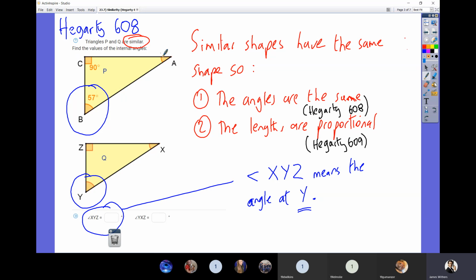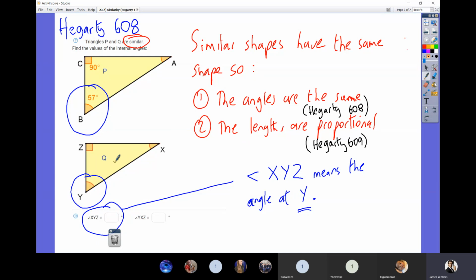So what you would need to do first of all is to work out what this angle at A is by remembering that angles in a triangle add up to 180. So you do 180, take away 90, take away 57, and see what you get. I think that's 33 off the top of my head. So if that angle's 33, then that angle down there must also be 33.